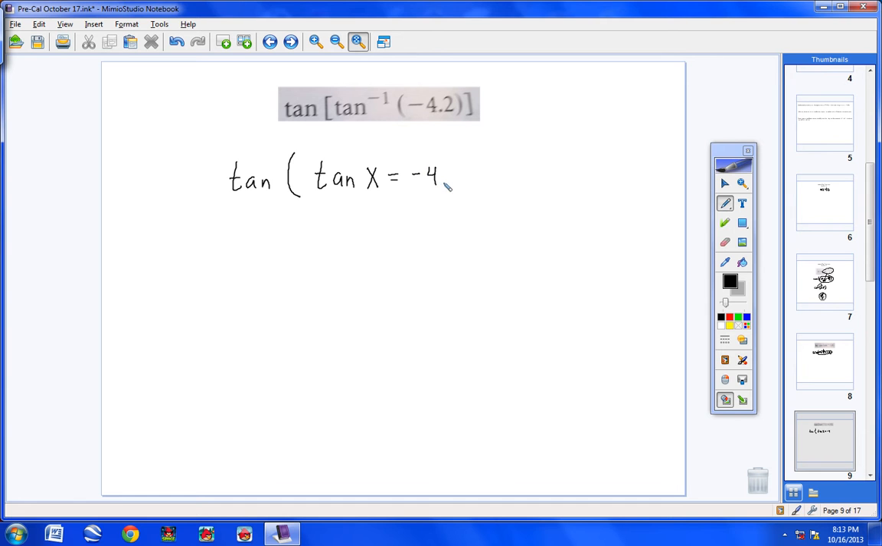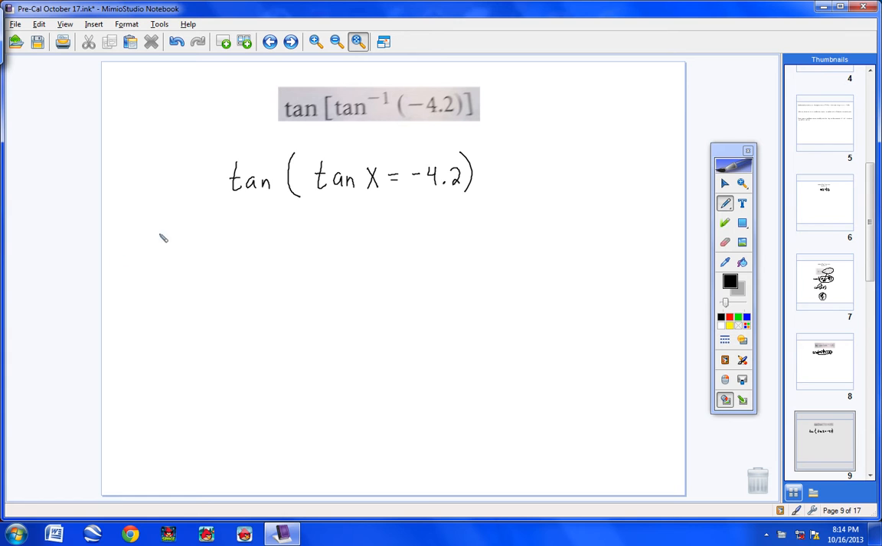negative 4.2. Okay? Now, students, if you'll take your calculators, and if you will type into your calculators, we, of course, are trying to find what angle, the tangent of some angle that equals negative 4.2.